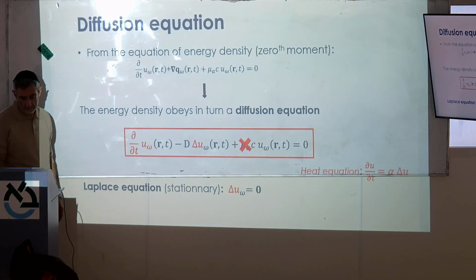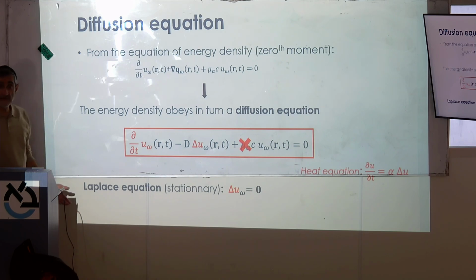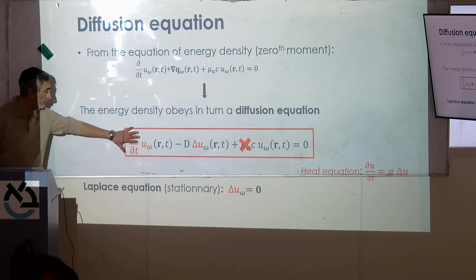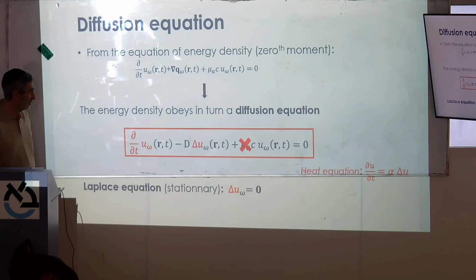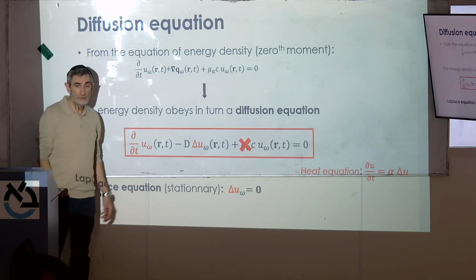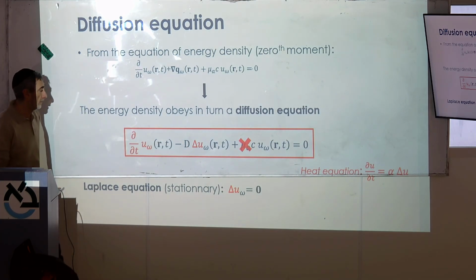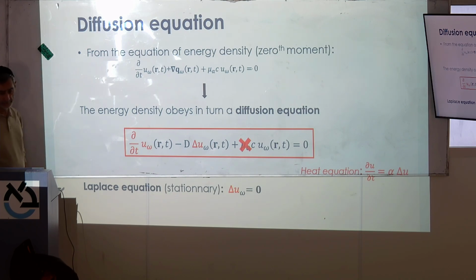Yeah, so we end up with what is called the Laplace equation if you consider the stationary regime, which is Laplacian of U equal to 0. So that's the case of the stationary equation. A very simple equation, the Laplace equation, also largely used.